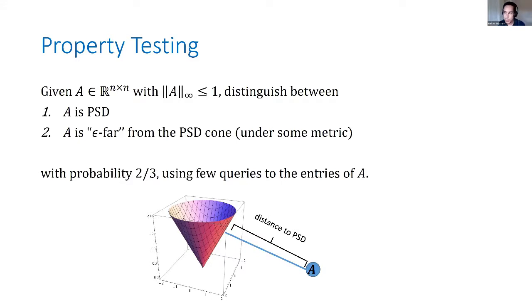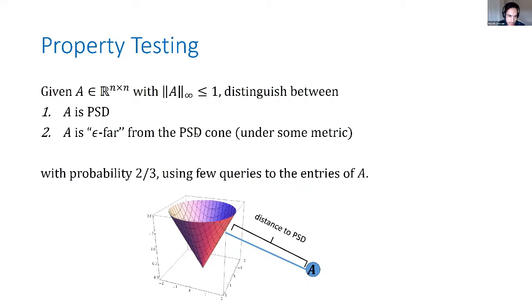And we want to distinguish between these two cases with, say, constant probability, making as few queries as possible to the entries of A. We want to read very few entries of A. The second condition here says that either A is contained inside of the PSD cone, it is PSD, or there's actually a physical gap between A and the PSD cone under some metric, which I haven't instantiated yet, but which we'll do in a moment.